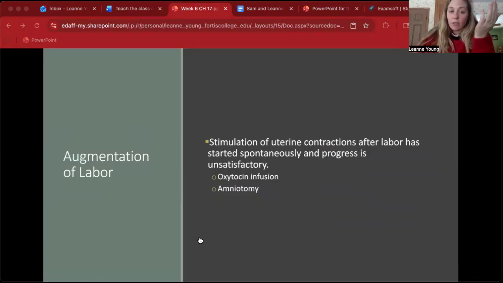Augmentation of labor is different than induction of labor. So, augmenting labor is whenever labor has already started and we're just giving more contractions or helping mom's labor progress. So, this is the stimulation of uterine contractions after labor has started spontaneously and is progressing unsatisfactorily. So, if a mom comes in, she's in labor, and then her labor stalls, we're going to give her medications or do something to help have her labor pick back up. Okay. So, typically with an augmentation, we see oxytocin or we see providers rupture membranes for the patient. Okay.